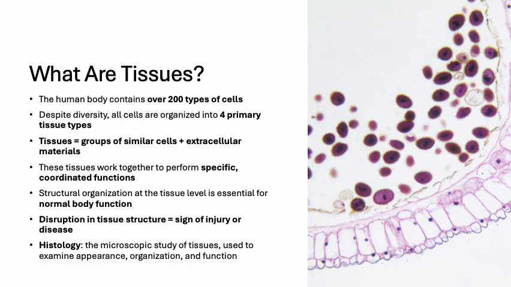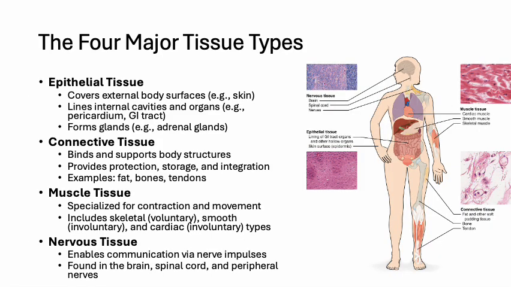This is where histology becomes important. Histology is the microscopic study of tissues, and it allows us to examine their appearance, organization, and function at a level that cannot be seen with the naked eye. By studying tissues under the microscope, we gain insight into how healthy tissues are built and how disease alters that structure in a meaningful way.